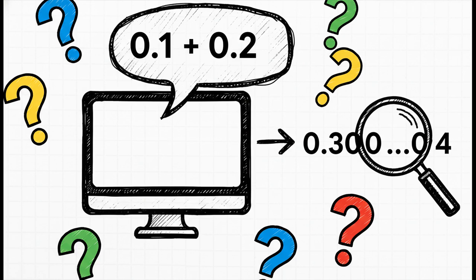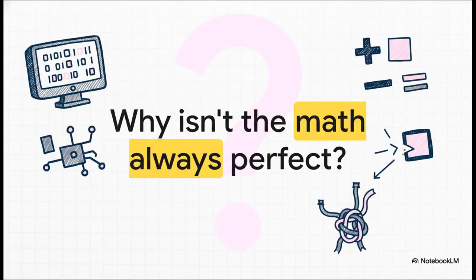Well, let's start with a bit of a puzzle. If you go into many programming languages and ask a computer to add 0.1 and 0.2, you might not get 0.3. Instead, you get this. A number that is so close, but just a tiny bit off. So what is going on here? Yeah, why does this happen? I mean, we think of computers as being perfectly precise, so why can't they handle what looks like super basic math?